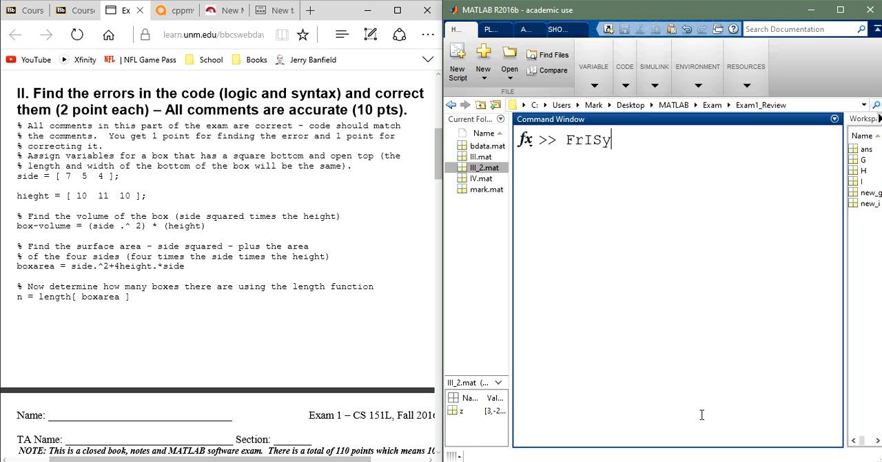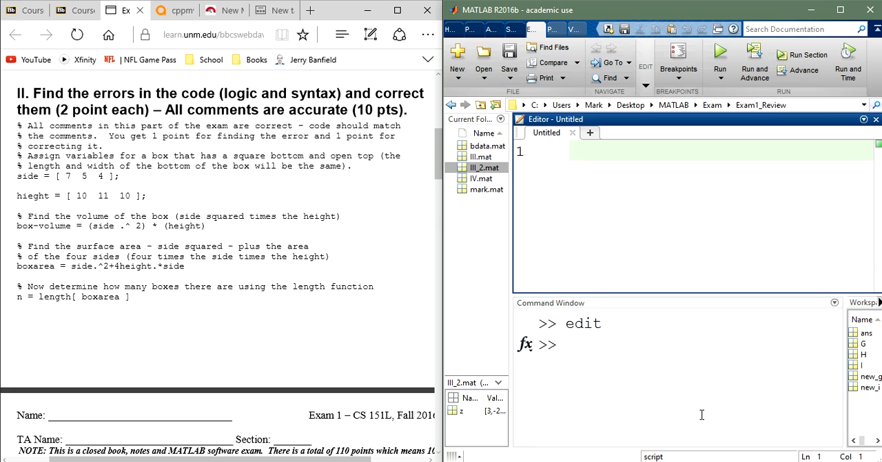I can't spell. What's going on? Friday. Let me open an editor so I could write this. It's Friday from 10 to 12. You know what? 10 to 1.